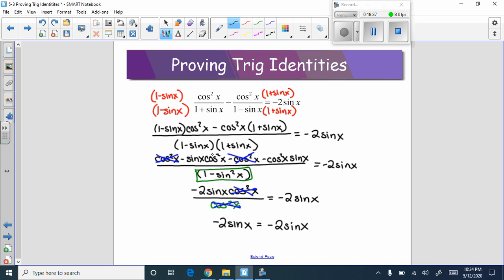Foiling out my denominator, I get 1 minus sine squared x, which is the same thing as cosine squared x. They're going to cancel, leaving me with negative 2 sine x. So hopefully you can see what's happening here.